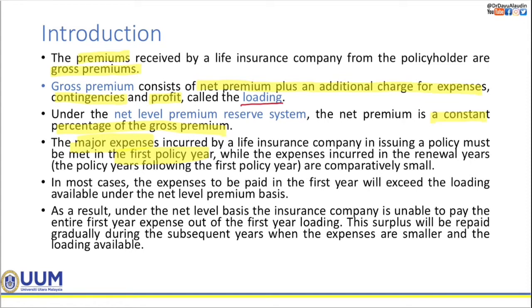In most cases, the expenses to be paid in the first year will exceed the loading available under the net level premium basis. As a result, under the net level basis, the insurance company is unable to pay the entire first year expense out of the first year loading. This deficit will be repaid gradually during the subsequent years when the expenses are smaller and the loading is available. So the expenses after the first year will be smaller, and then the loading will cover the first year expenses.